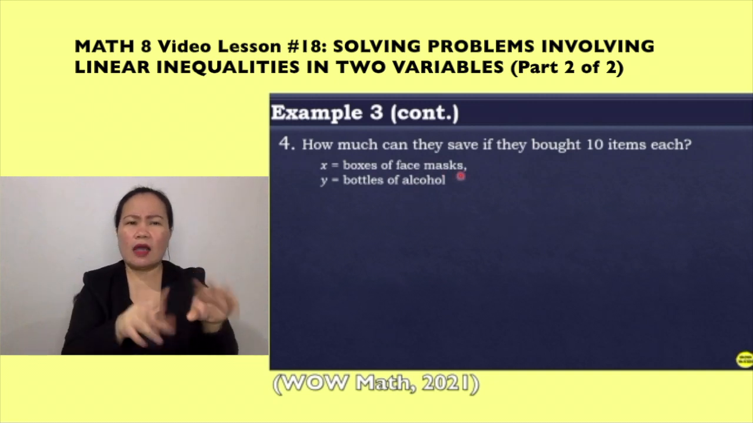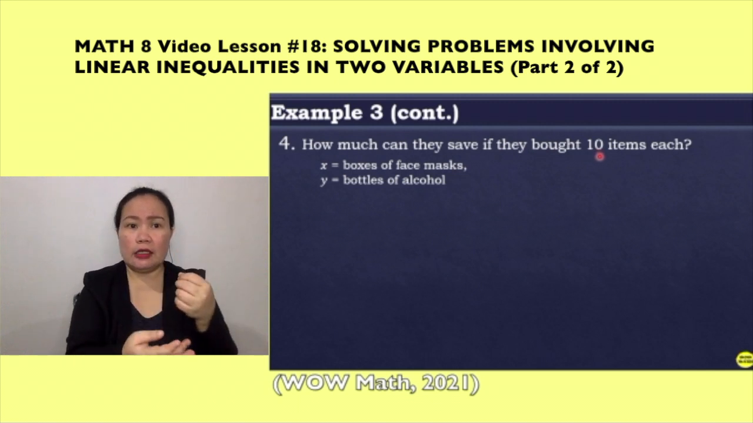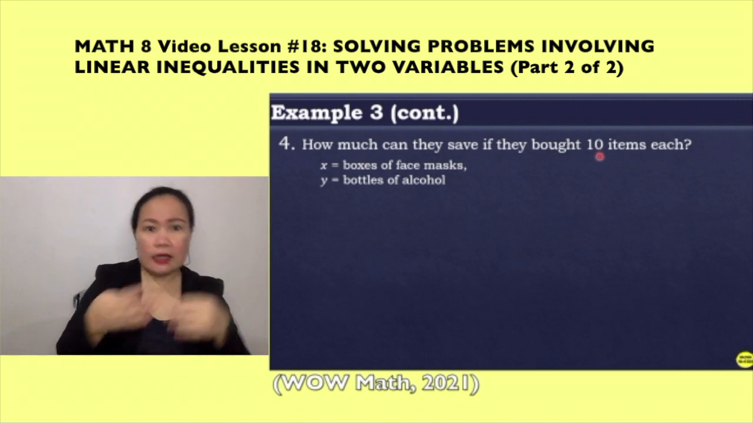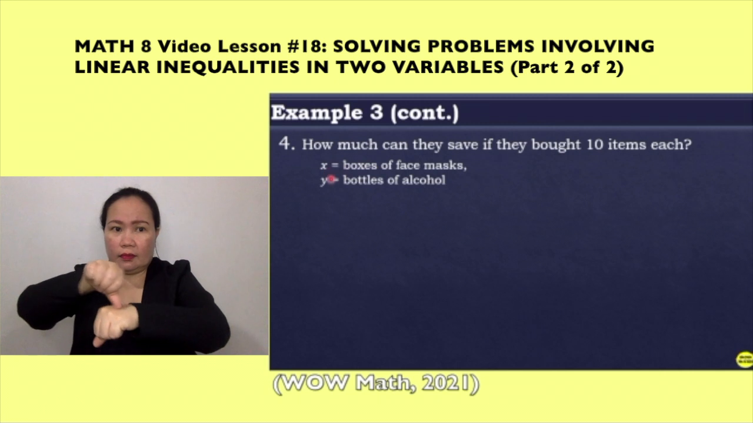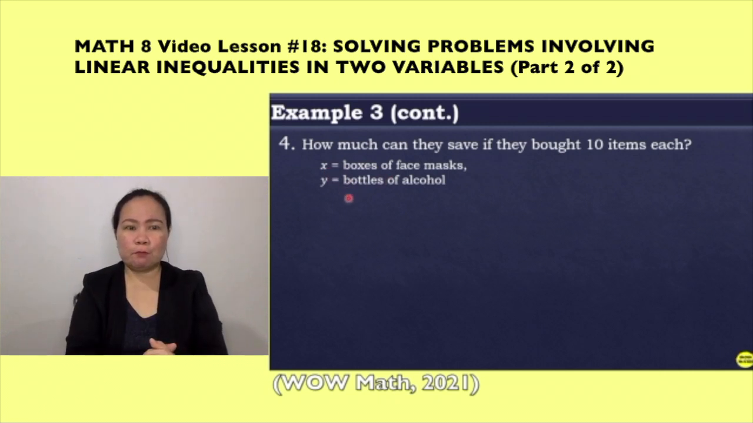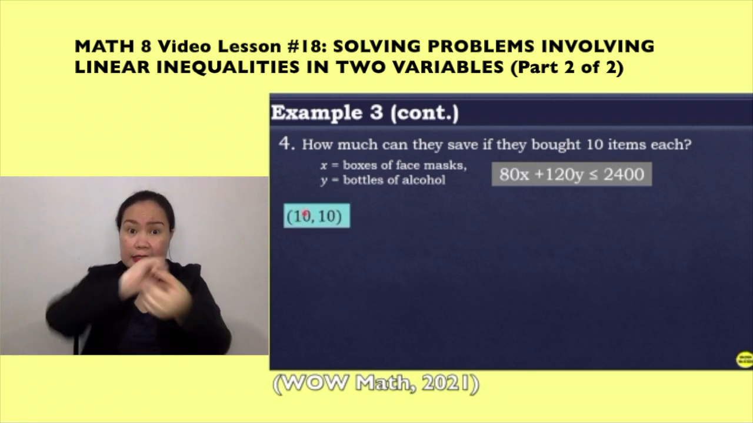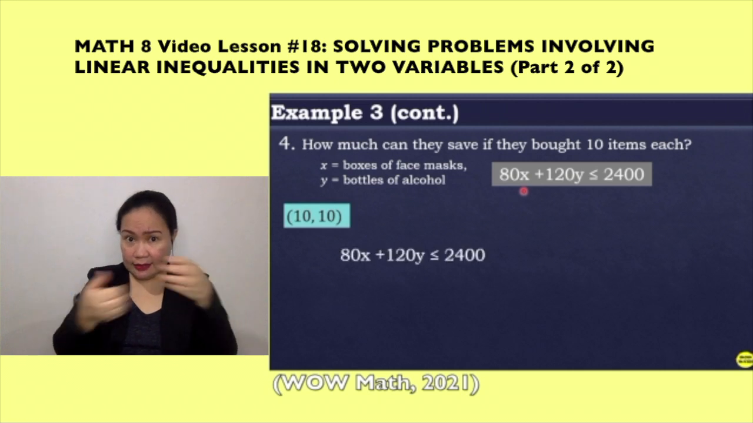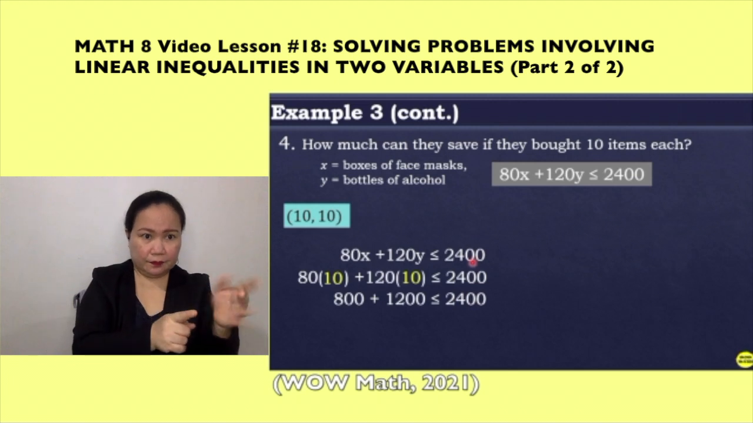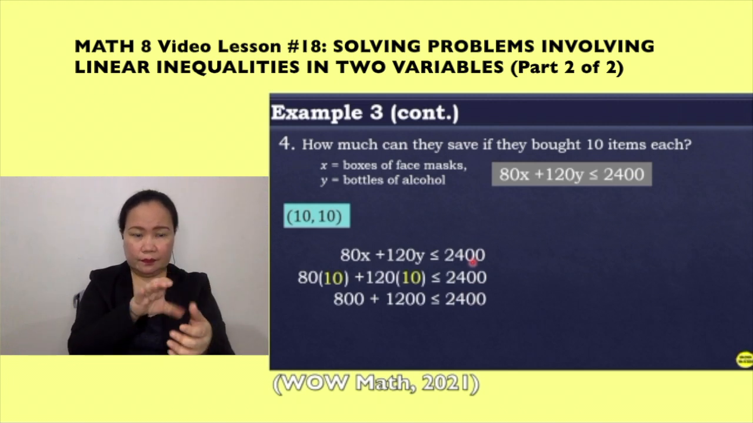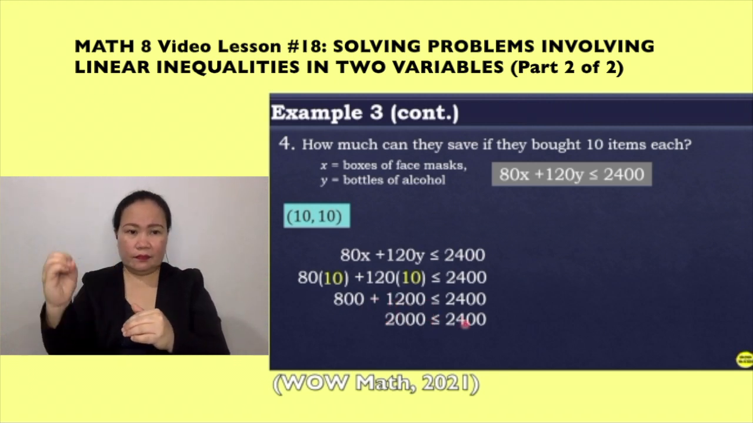How much can they save if they bought 10 items each? So, ito paano naman kung bibili sila if they decided to buy 10 items each? Okay? So, again, our representation, X and Y, for the boxes of face masks and bottles of alcohol, respectively. So, you will have this inequality again. So, kung tig 10 daw ang bibilhin, substitute natin yung 10 dun sa ating inequality. So, you will have 800 and 1,200 is less than 2,400. So, i-add natin to. This is 2,000 is less than or equal to 2,400.